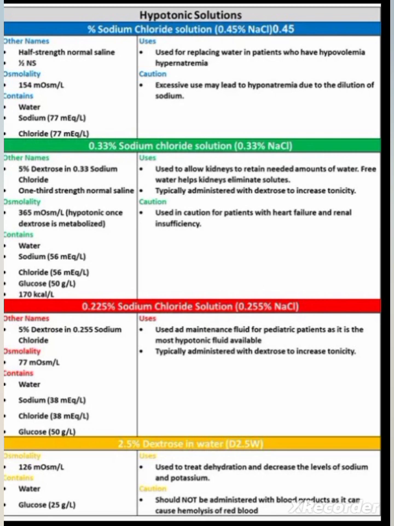The main use is to allow the kidneys to retain the needed amount of water. Free water helps the kidney to eliminate solutes. It is typically administered with dextrose to increase tonicity, and used with caution in patients with heart failure.